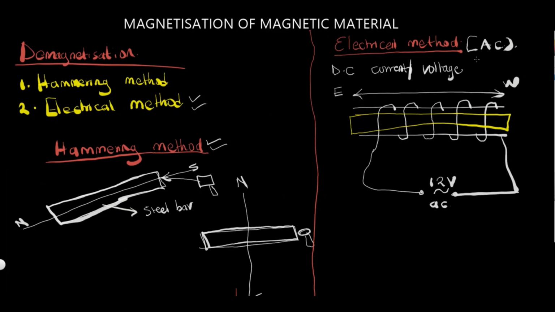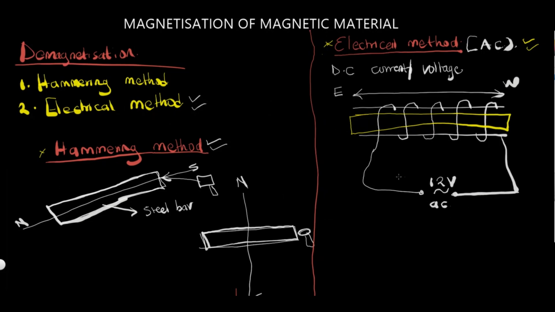These two methods are the methods that can be used to demagnetize material. You're supposed to take note of the direction you're supposed to use. During hammering, you're supposed to place your steel bar in the east-west direction, and also in the electrical method you're supposed to direct your steel bar in the east-west direction so that it does not align with the Earth's magnetic field. In this process, you'll be disorienting the dipoles, hence demagnetizing the magnet.